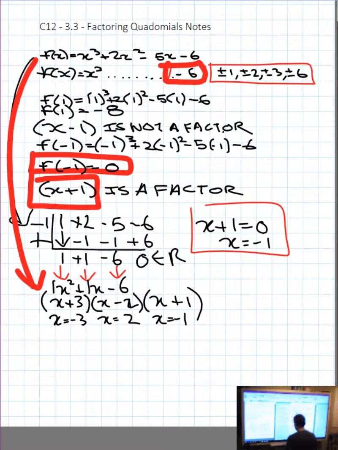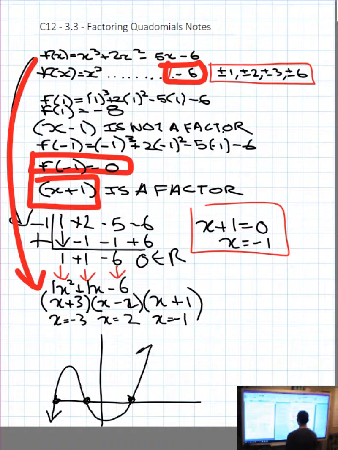Make sure you also graph it in your graphing calculator. We're going to graph our x-intercepts at negative 3, at negative 1, and 2. I'm just going to quickly graph it. It's not perfect at all. The y-intercept is terrible, but we have our x-intercepts at negative 3, 2, and negative 1. Put it in your graphing calculator, make sure it looks right. Now we can fully factor cubics.